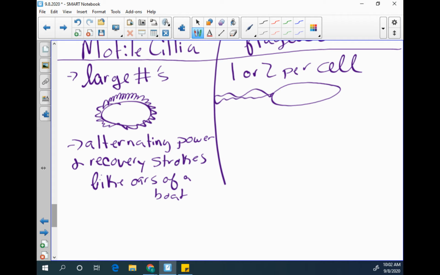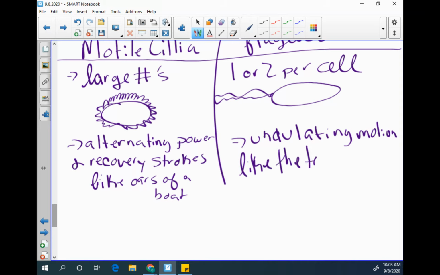Flagella have an undulating motion. Undulation. Like the tail of a fish. So while we've got our boat oars with cilia, our flagella just kind of move us like a fish, or like if you're in the pool and playing mermaids, you just kind of wiggle. That's how flagella work.